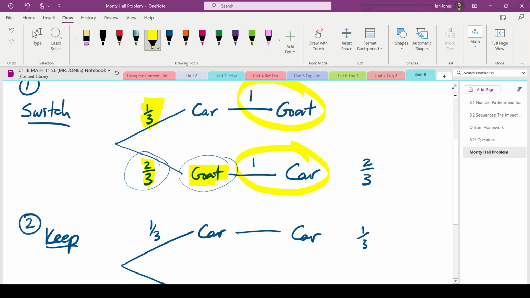Okay, so that's a quick explanation. I could go into a lot more detail, but hopefully that helps a little bit. And we might revisit this when we get into probability too, because it's a really nice problem.